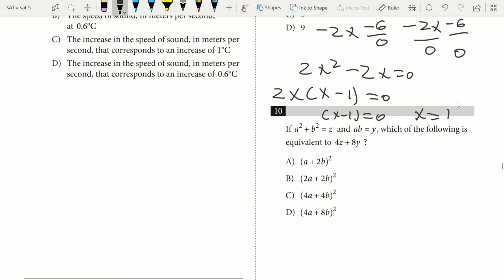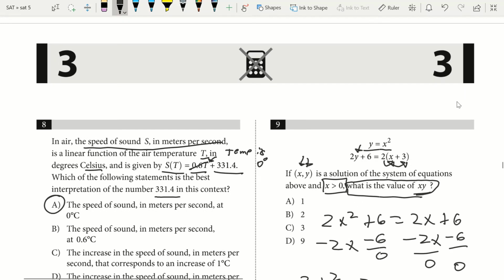Okay, well now if we know that x equals 1, we can plug 1 into our equation up top. So we have y equals x squared. We know our x is 1. 1 squared is 1, so we know y equals 1. We know x equals 1. We're asked for x times y. 1 times 1 equals 1. So our answer is A.